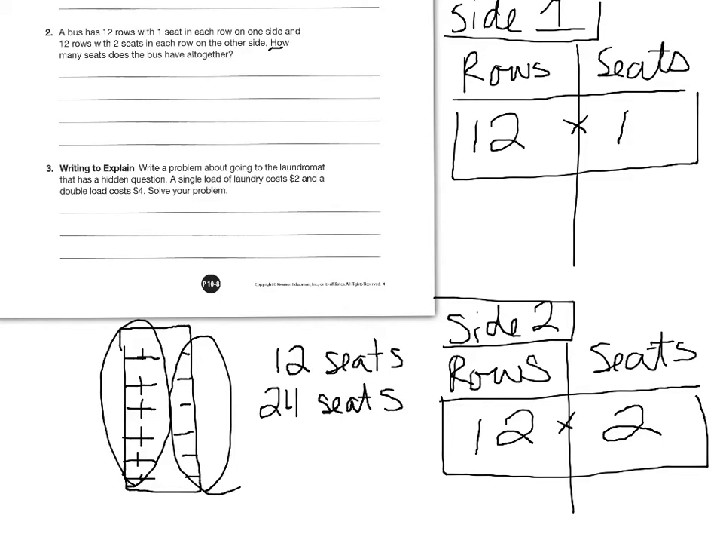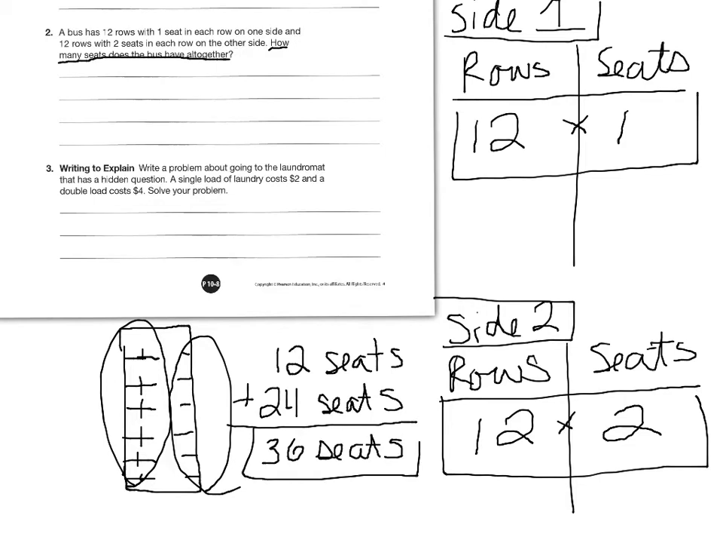But what is it asking us? How many seats does the bus have altogether on both sides? So what are we going to do here? We're going to add. 12 plus 24 is 36 seats. Remember your unit. And now that's answering our question.